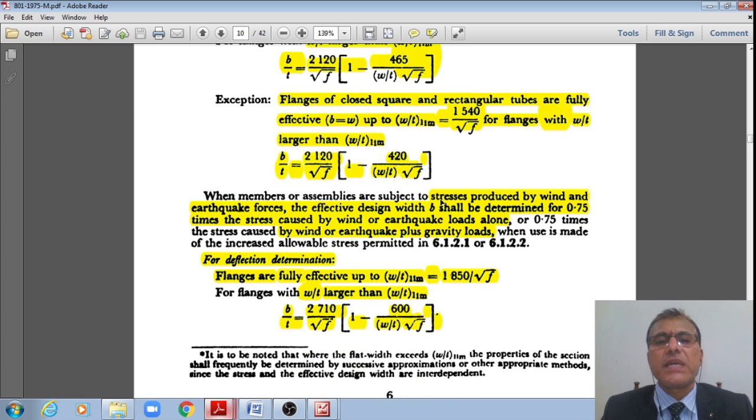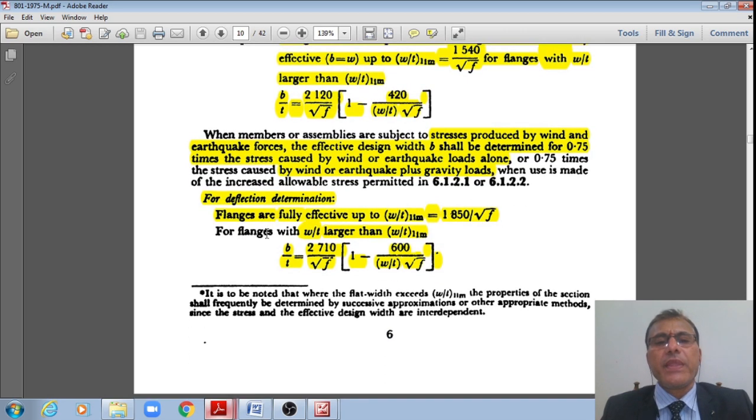However, now the code says that if at all these members are subjected to stresses produced by wind as well as earthquake forces, the effective design width shall be determined for 0.75 times the stress caused by wind or earthquake loads only, right? 75% of the stresses caused by wind or earthquake only, right?